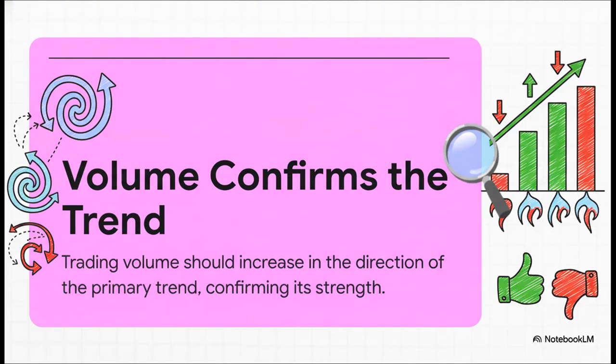The second piece of confirmation comes from trading volume. Think of volume as the fuel in the tank for a price move. In a healthy bull market, you want to see volume explode on the up days and then kind of dry up on the down days. That shows real conviction from buyers. But if you see prices drifting higher on really weak volume, that's a huge warning sign that the trend might be running out of gas.